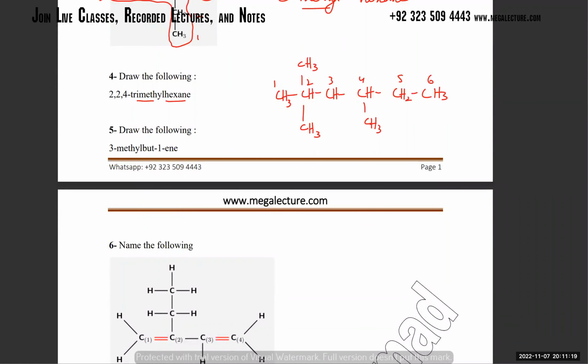Next one, but-1-ene. Start with the main chain. But is how many carbon atoms? That's 4. Start numbering: the left side is 1 and the right side is 4. The 1-ene means there's a double bond on the first carbon. And on the third carbon there's going to be a methyl, another carbon atom branch. So the third carbon has a methyl, and then you put in the hydrogens. That's 3.